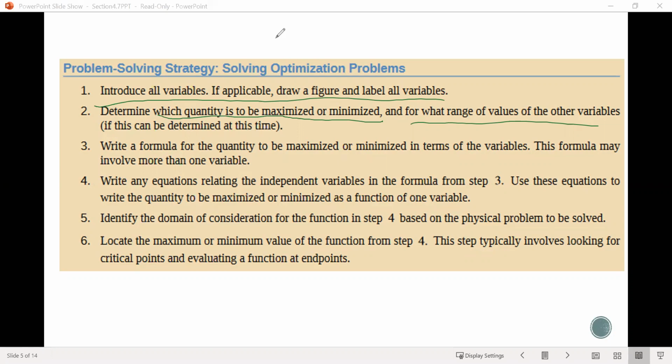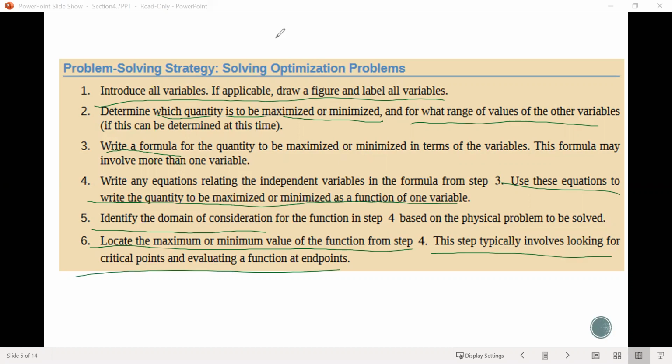All right, then we want to write a formula. For example, we found the area formula on the last one. And when possible, you want to try to write your formula in terms of a single variable. Sometimes you may have multiple, but you want them in terms of a single variable. And identify the domain. We said that earlier, but that's an important step that we did. And then locating your maximum or minimum, which, as it says here, involves looking for critical points and evaluating the function at the endpoints of your domain.